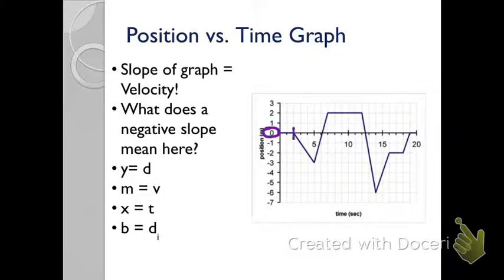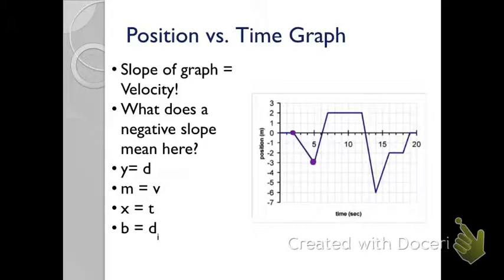From 0 to 2 seconds, what are they doing? From here to here, what's happening? Are they moving or not? No, they're standing still, right? Our graph is not changing from 0 to 2 seconds, which means they're standing still. Okay, from 2 seconds to 5 seconds right here, what are they doing? They're going backwards. And are they going backwards at a constant velocity? Yes, because they have a straight line slope.